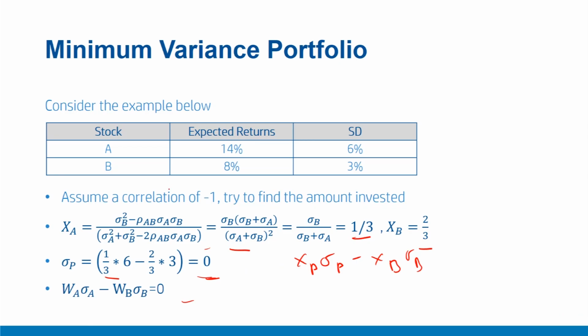So we are assuming a correlation of -1, and if we assume a correlation of -1, we compute this expression, which works out to be XA equal to 1 by 3 and XB equal to 2 by 3. Solving for this, we get the portfolio risk equal to 0, which is nothing but XA sigma A minus XB sigma B, or WA sigma A minus WB sigma B, where WA or XA are the proportionate amounts invested in securities A and B. Now this is a special case where rho AB, or correlation between the securities, is equal to -1.